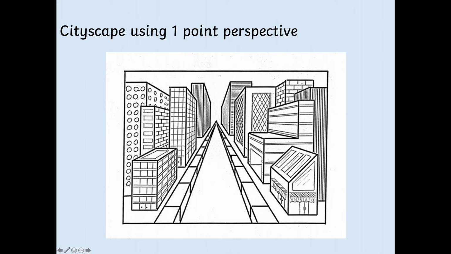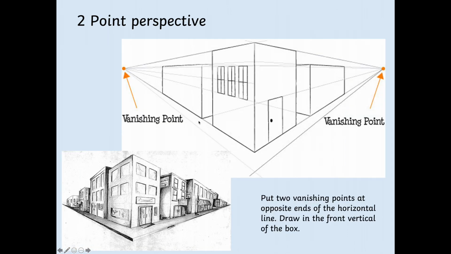And if you then get really creative, this is what you can end up with. Of course, for those of you wanting a more challenging activity today, you can have a 2-point perspective. That is where you have two vanishing points, and this is normally used when you're drawing a corner of a building or a street to show it going in two different directions.